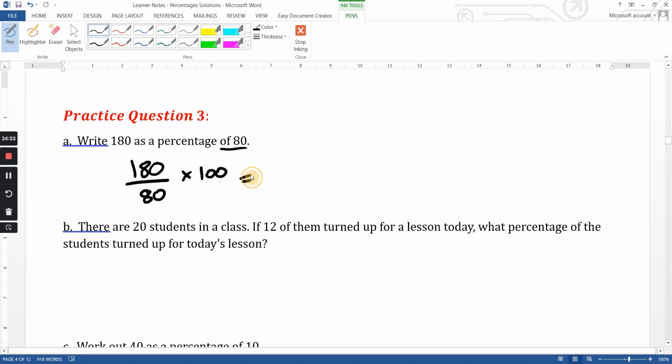Let's multiply by 100. Let's type that in the calculator. And we get 225%.